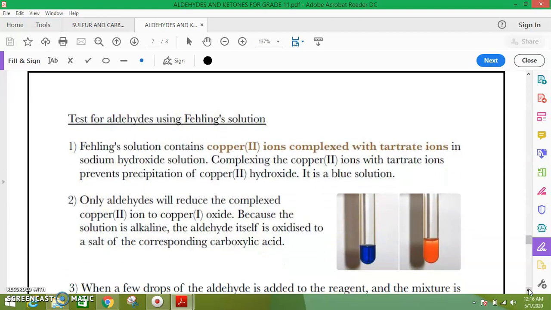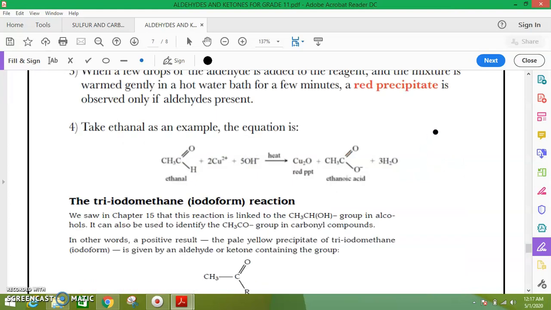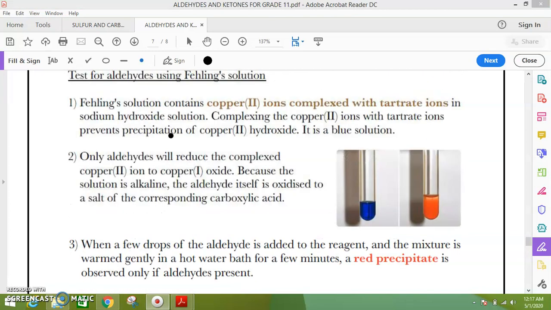The next test, another test for aldehyde also, uses Fehling's solution. Fehling's solution contains copper(II) ions complexed with tartrate ions, which prevents the precipitation of copper(II) hydroxide. It is a blue solution, this copper blue solution. Only aldehyde will reduce the complexed copper(II) ions into copper(I) ions. In this reduction, the charge decreases from +2 to +1.